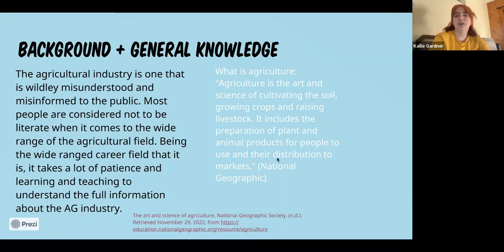Well, to start off, what is agriculture? Agriculture is defined as the art and science of cultivating the soil, growing crops, raising livestock, and it includes the preparation of plant and animal products for people to use and their distribution to markets. And that's from the National Geographic. So basically, it is the reason why the world runs as it runs.